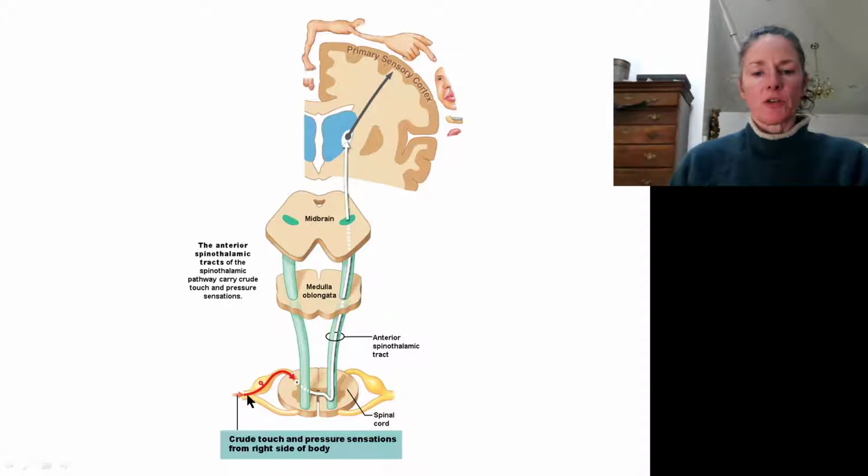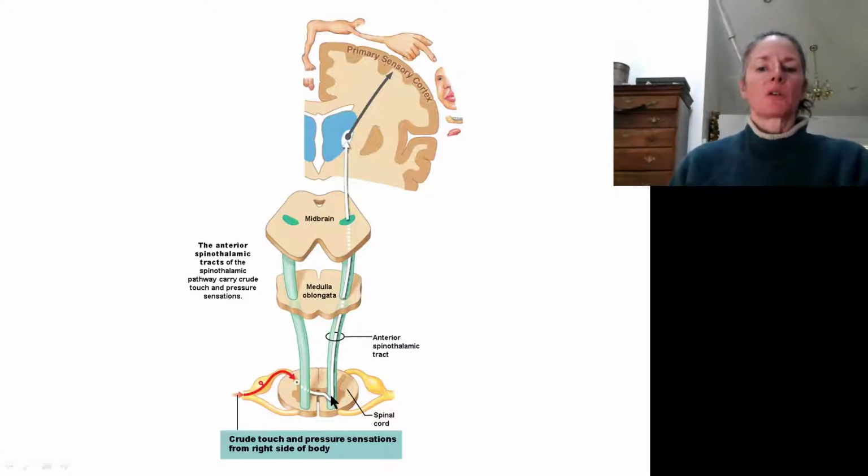So here's our first order neuron coming in. Here's its neuron cell body in the posterior dorsal root ganglion. It will synapse in that posterior gray horn. Then this second order neuron, whose body is in that posterior gray horn, will send its axons across to the other side of the spinal cord, and that axon will then ascend in the anterior spinothalamic tract all the way up to the ventral nuclei of the thalamus.